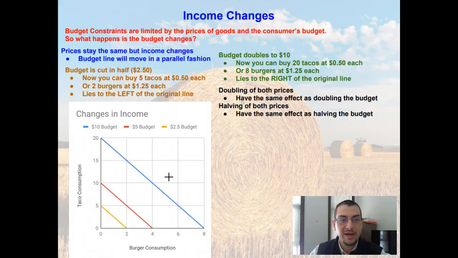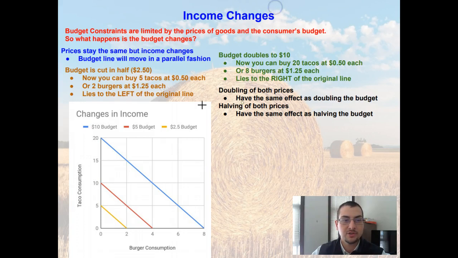So what happens if the budget is, I don't know, cut in half? Instead of it being $5 to spend, you now only have $2.50. What we're going to see is that budget line is actually going to shift inward. So when our budget increases, our income increases, that budget constraint shifts outward. But as our income decreases, our budget constraint shifts inward. We can buy less now.